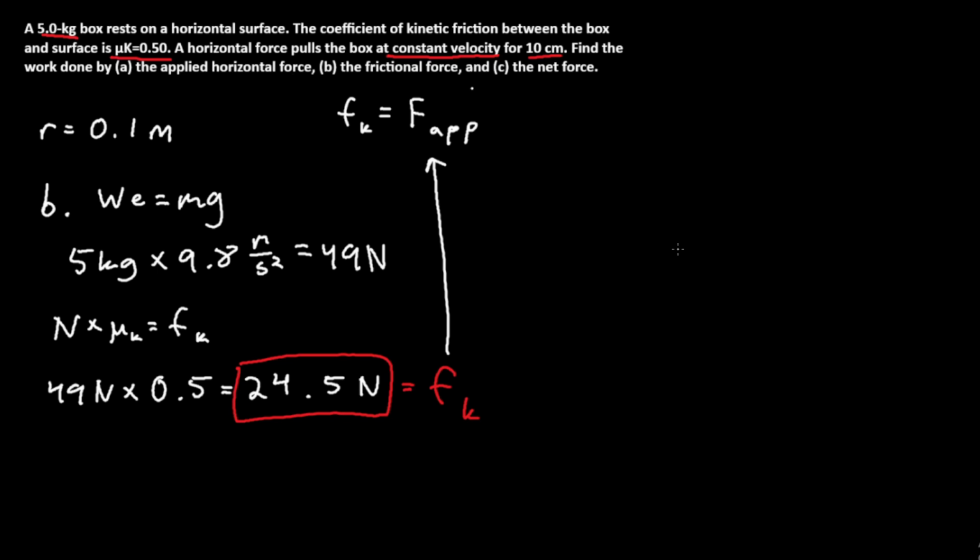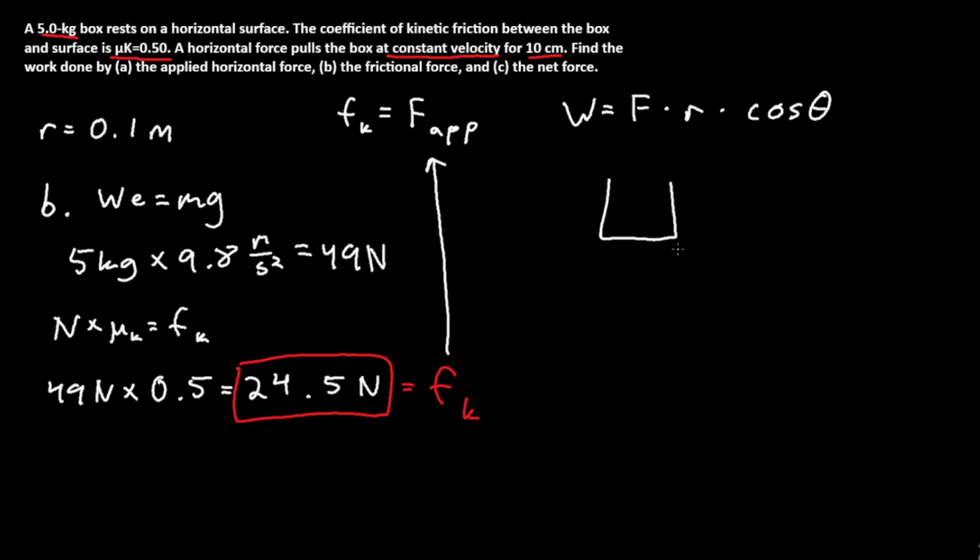So now that we found both of the forces, we can calculate the work done by each of them. Work is calculated by the magnitude of force times the magnitude of displacement times the cosine of the angle between them. But in this case, your pull force isn't at an angle. The horizontal force pulls the box for 10 centimeters, so it goes in the same direction as your displacement, and friction goes in the opposite direction, so that will have a negative force.